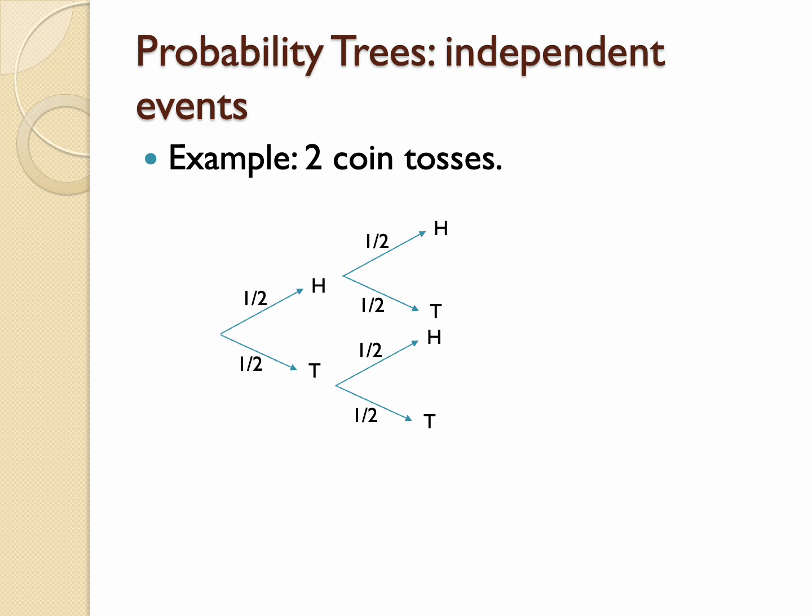You can obviously imagine 3 coin tosses, and you can imagine that the tree will continue to grow with more branches. Now notice, along all the second set of branches, the probabilities of heads or tails didn't change. And I mentioned it earlier as well.